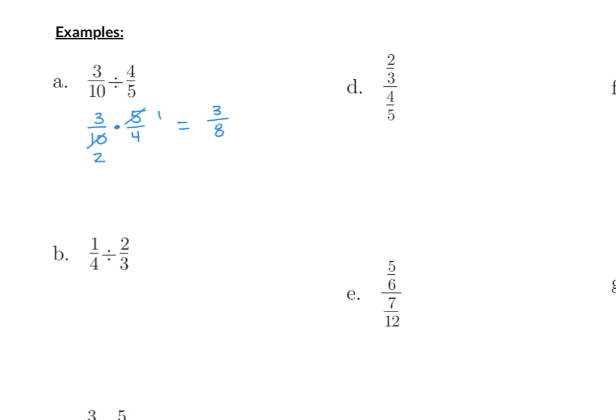All right, let's try a couple other ones. Let's look at example B. We're going to copy the 1/4, change our division to a dot, and flip the second fraction. So we get 1/4 times 3/2. We don't have anything that cancels, so we can multiply straight across, and we get 3 over 8.